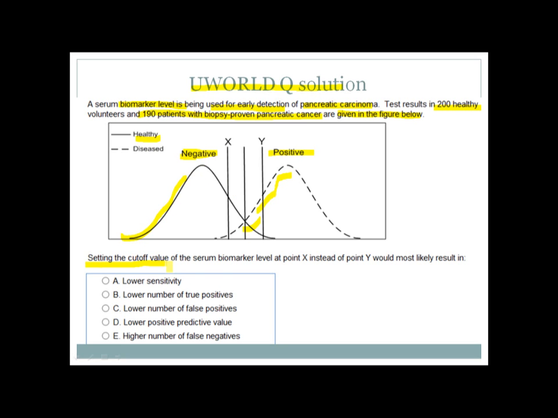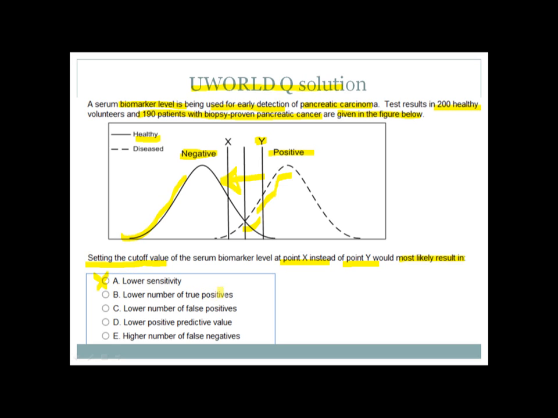Setting the cutoff value of the serum biomarker level at point X instead of point Y would most likely result in what? So when we set the cutoff value from here to here, what are the changes that we expect? Let's try to find out. First of all, they try to tell you lower sensitivity. No, the sensitivity will be higher, because whenever we set a low cutoff value, it will be able to identify more people. So this is not right.